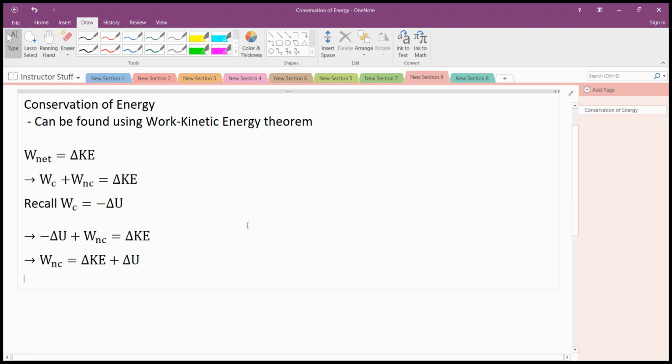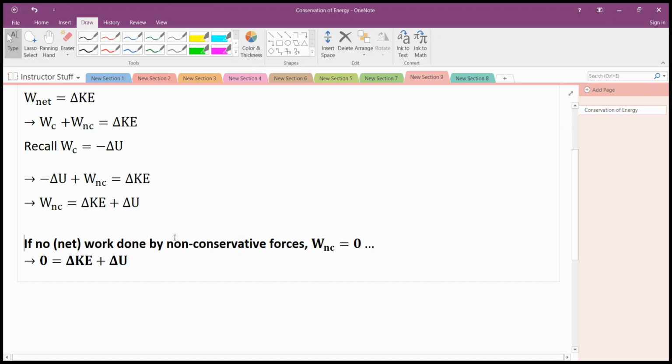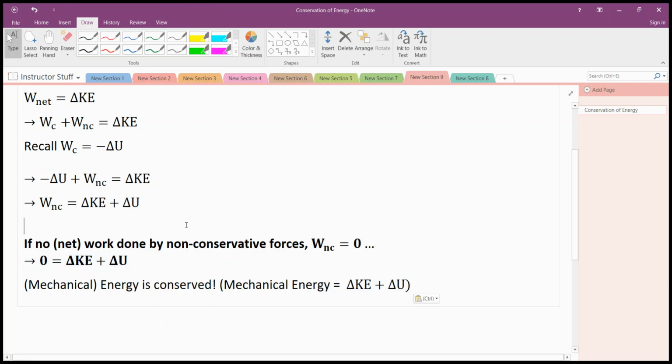Well, what happens if there's no work done by non-conservative forces? Well, if there's no work done by non-conservative forces, or more specifically, no net work done by non-conservative forces, then work done by non-conservative forces is equal to 0, resulting in this equation right here, which is known as conservation of energy. Why do we say it is conserved? Well, the changes in kinetic energy of the objects in our system and the changes in potential energy for all the objects in our system must be equal to 0. So there is no net change in energy.